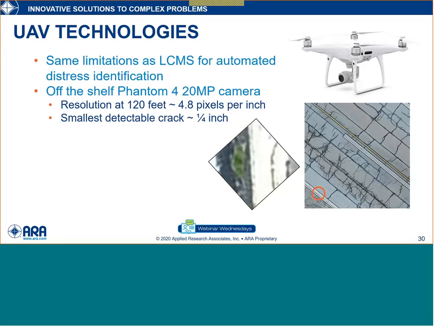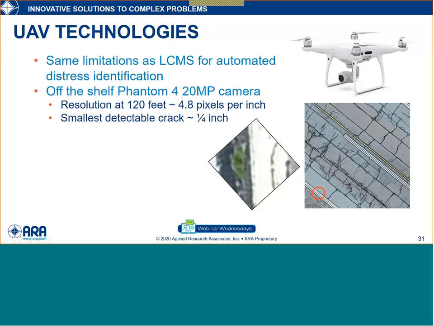UAV, it's a hot topic right now. Everyone's looking at what they can do with unmanned aerial vehicles, drones. A lot of agencies are exploring the possibility of using those for PCI surveys. This particular agency was using a Phantom 4 drone, an off-the-shelf drone, very popular model, comes with a 20 megapixel camera. And this is an image that they took of one of their runways.